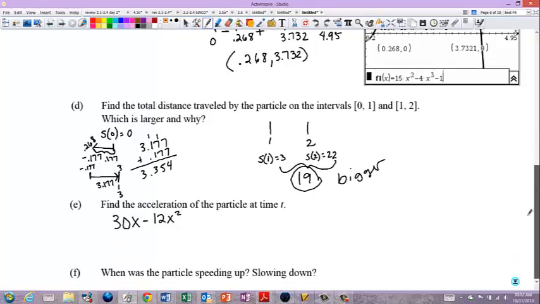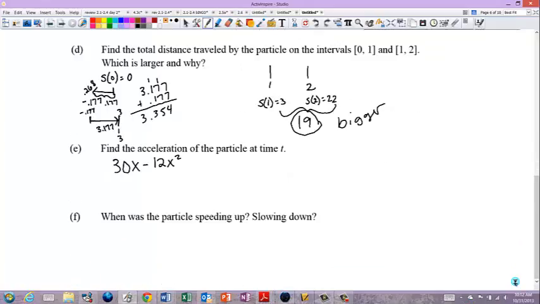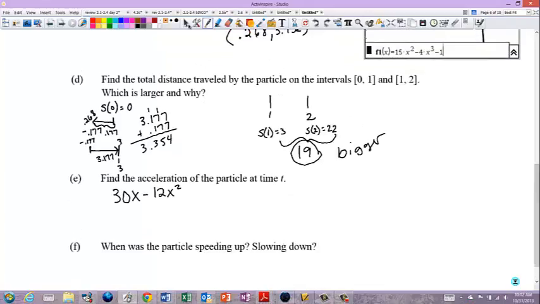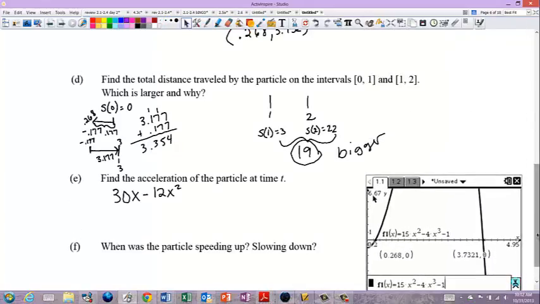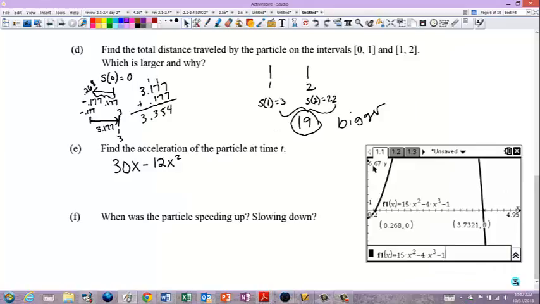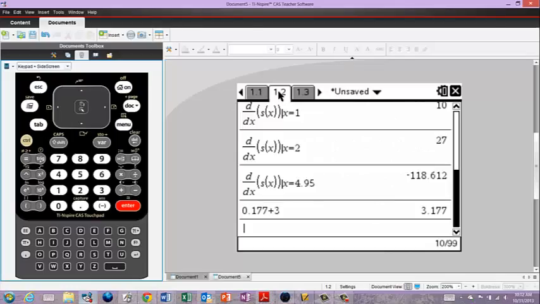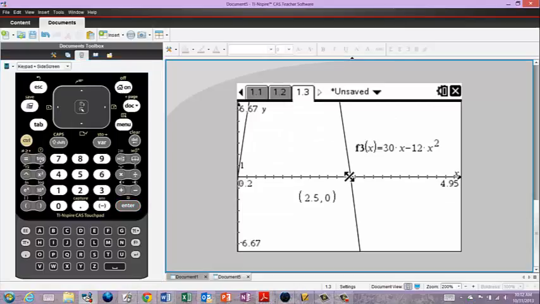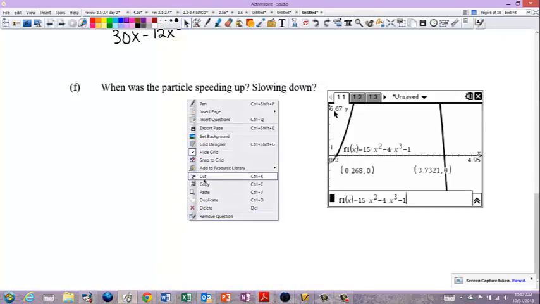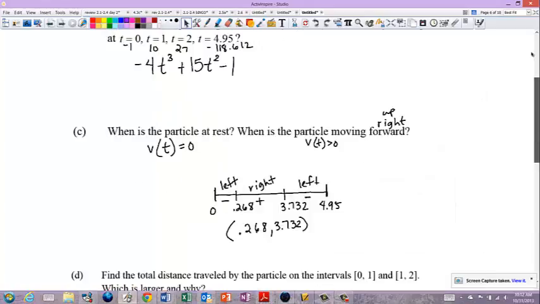And then when is the particle speeding up and slowing down? This is where we need our velocity, and we need our acceleration. I graphed my acceleration on this one. This is my acceleration. So I'm going to copy this and pull it over, paste, and bring it down.